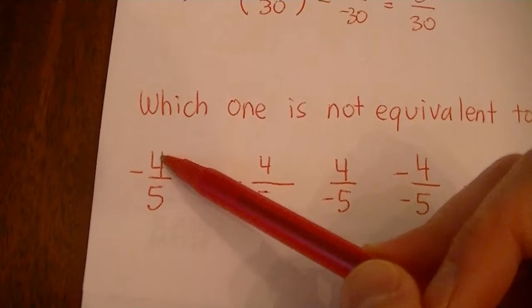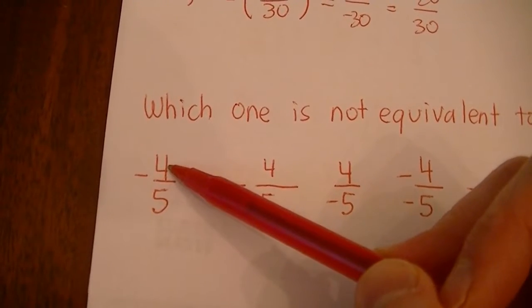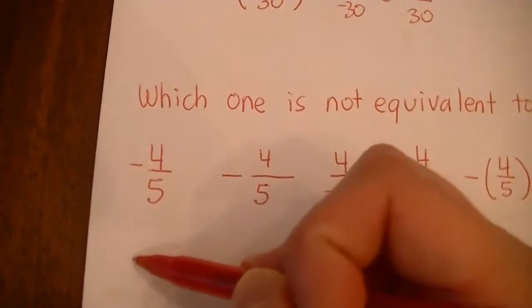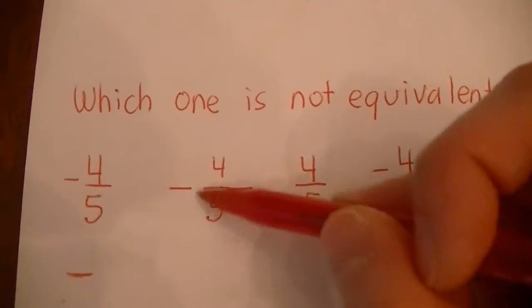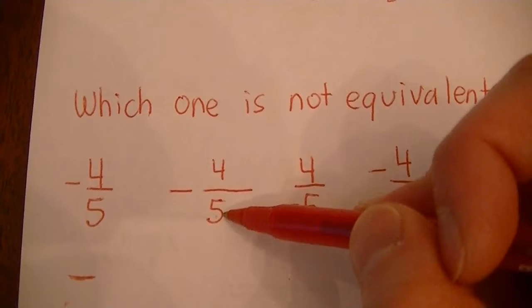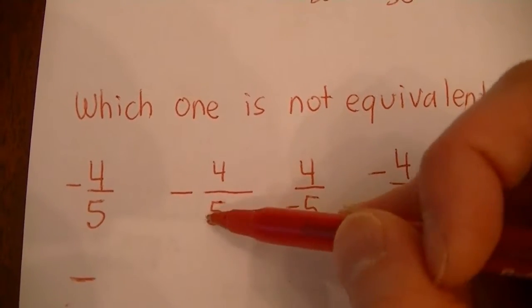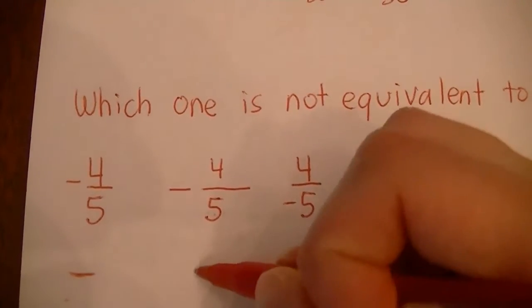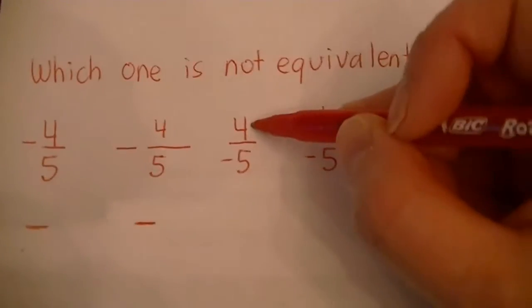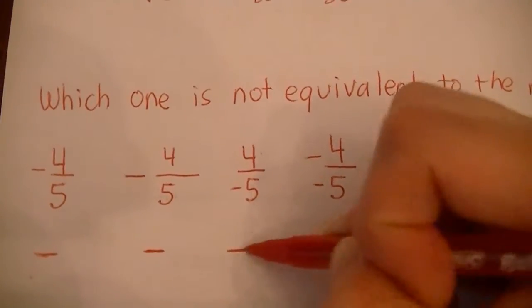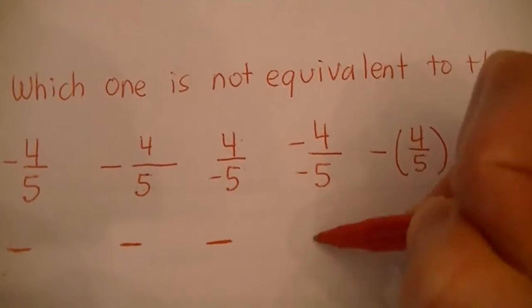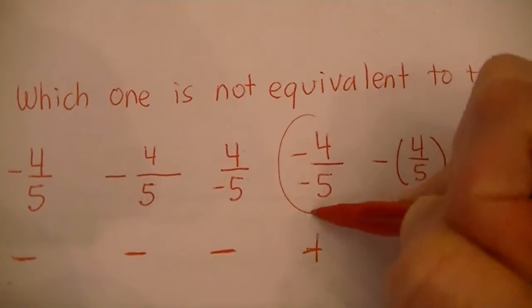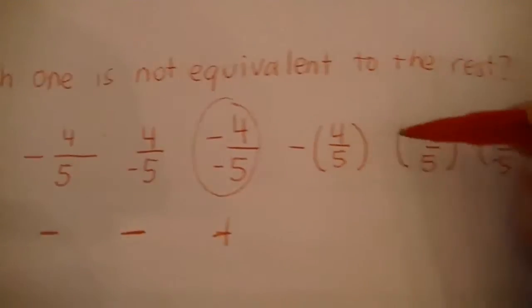I'm going to make this negative 4 over positive 5. Negative divided by a positive gives me a negative answer. So I know that's going to be a negative answer. This one I can attach it to either one. I can make it a negative 4 divided by a positive 5 or a positive 4 divided by a negative 5. Either way, I'm going to have a negative answer. Here's a positive divided by a negative. I'm going to have a negative answer. Oh, a negative divided by a negative. I'm going to have a positive answer. So I know for sure this one's not going to belong, okay?